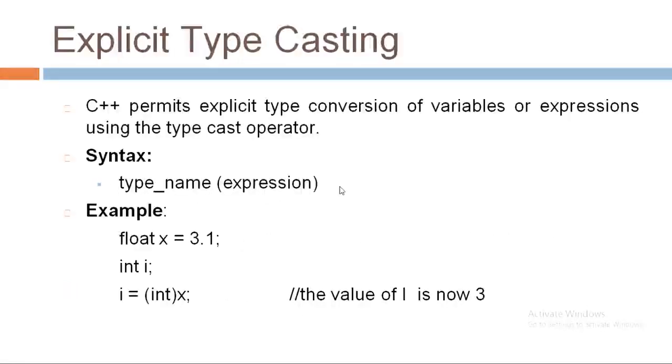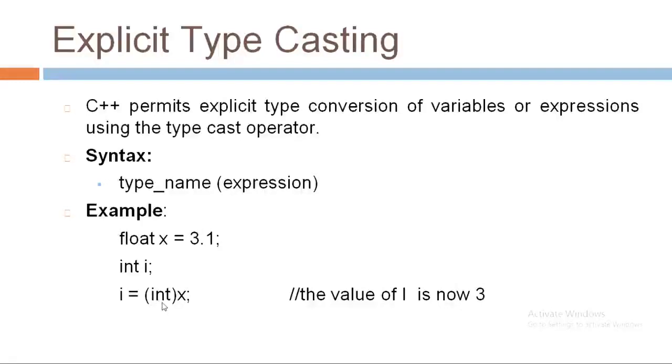Now let's see explicit typecasting. C++ also permits explicit type conversion of variables or expressions using the typecasting operator. The syntax is type name, followed by the expression in brackets, and the example is float x equal to 3.1, int i, and then i is equal to int(x). We can write either the data type in brackets or the expression in brackets. Any one of them can be written in brackets.